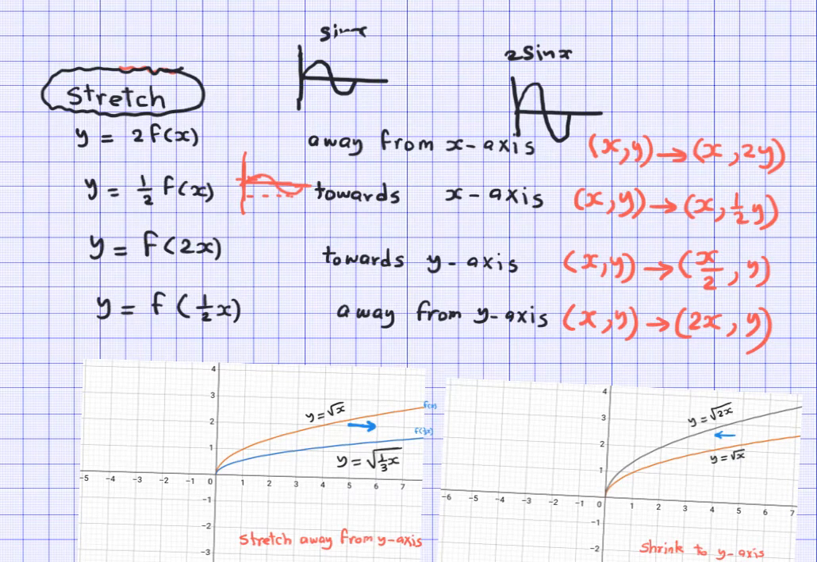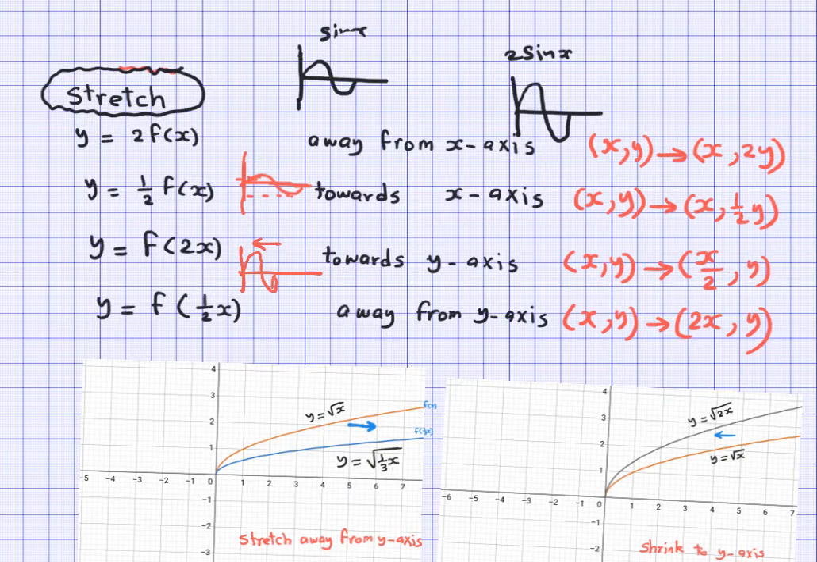For y equals f(2x), if we multiply x by 2, the inner, I will replace the x by 2x. The curve will move towards the y-axis. For example, if we have y equals sine 2x, if we draw sine 2x, the period will be 180. So this curve will move towards the y-axis, like the points will be closer to the y-axis.